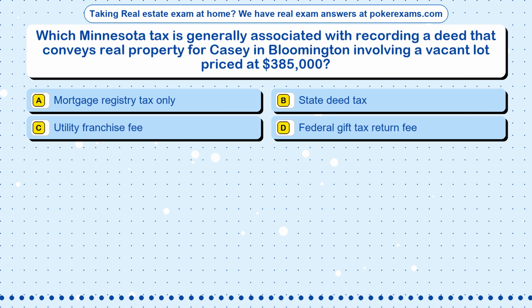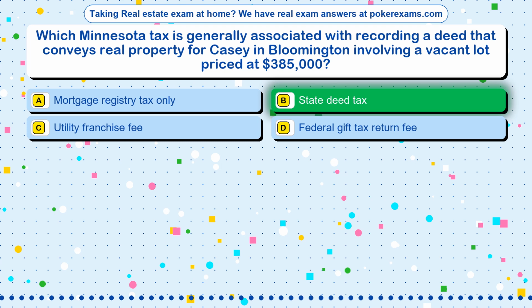Question 94. Which Minnesota tax is generally associated with recording a deed that conveys real property for Casey in Bloomington involving a vacant lot priced at $385,000? Option A, mortgage registry tax only. Option B, state deed tax. Option C, utility franchise fee. Option D, federal gift tax return fee.